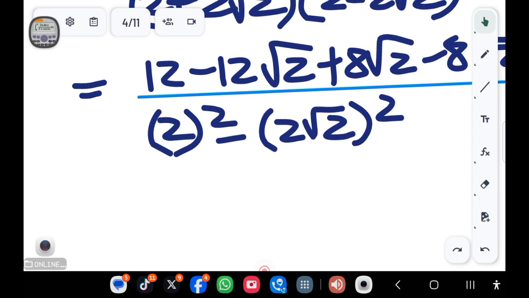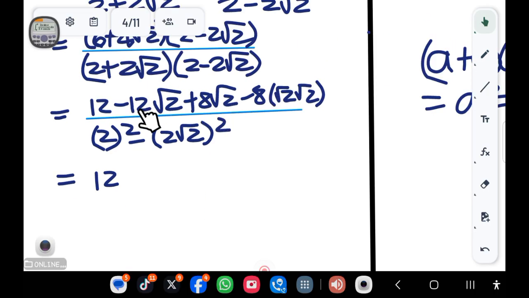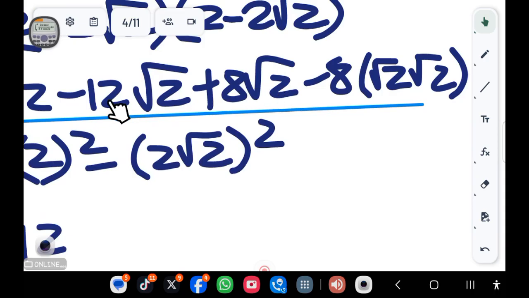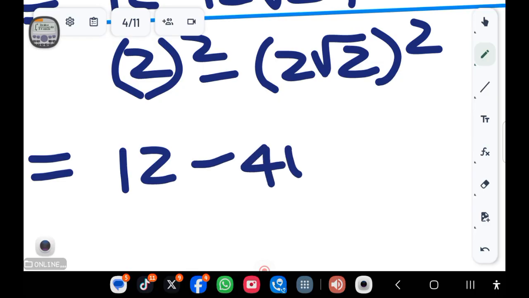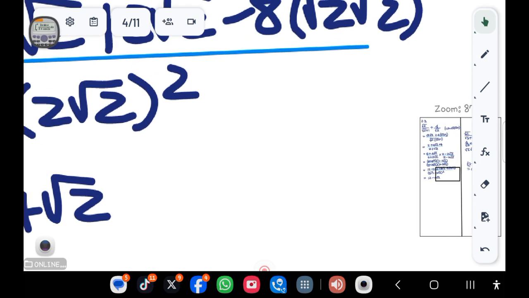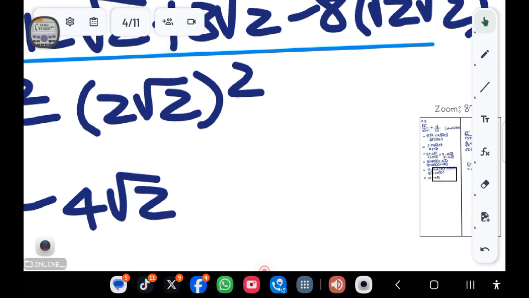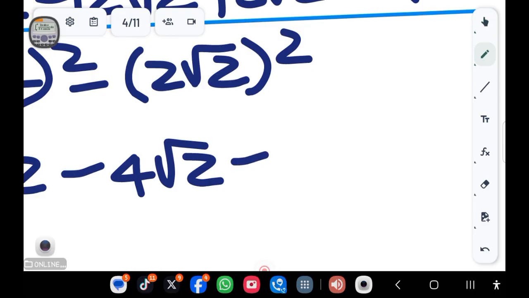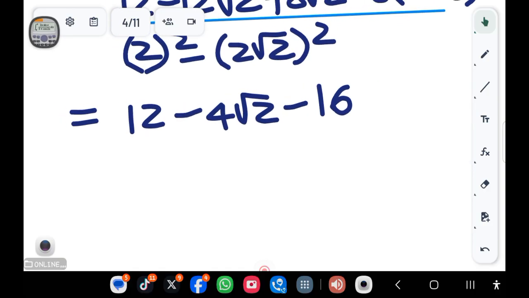So now that will be 12. 8 root 2 minus 12 root 2, that's 8 goats minus 12 goats, that gives us negative 4 goats. So that's minus 4 root 2. Minus 8 times root 2 times root 2, which is simply 2. So that will be negative 8 times 2, and that gives us negative 16. Alright, so that is 12 minus 16.